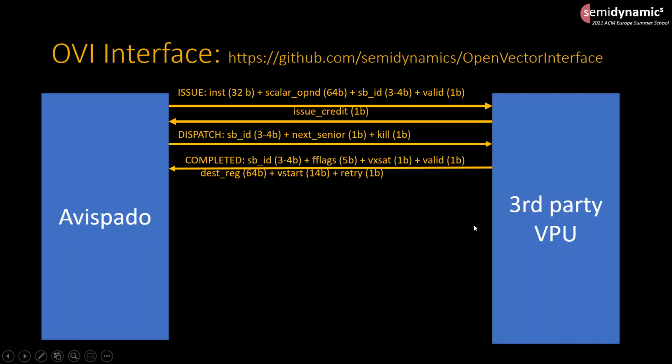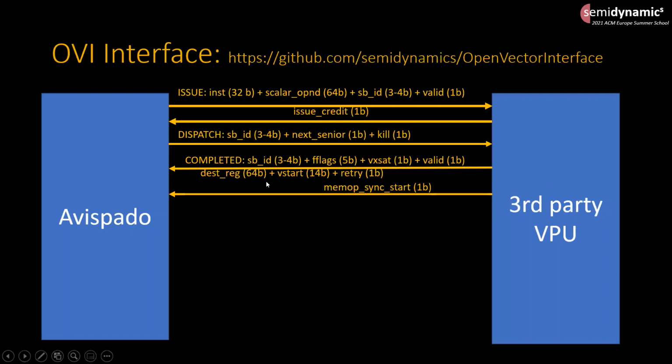And there's also a retry bit. We give the vector unit the opportunity to say, I got into trouble, something bad happened. Can you please resend me this instruction, kill everything, and let's start over? That's a possibility. It's not good for performance, but it's a possibility for the VPU.